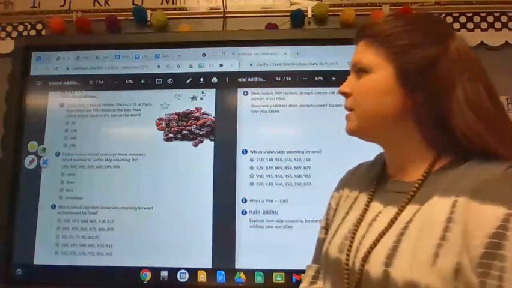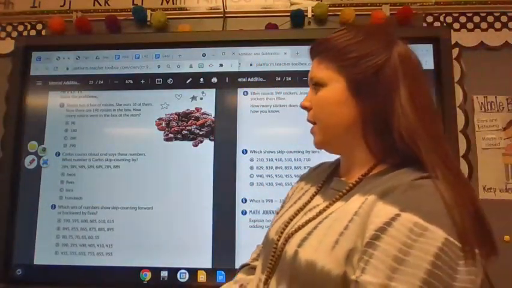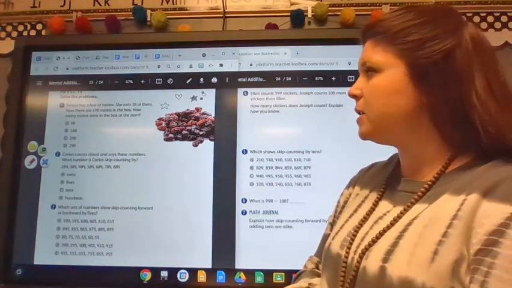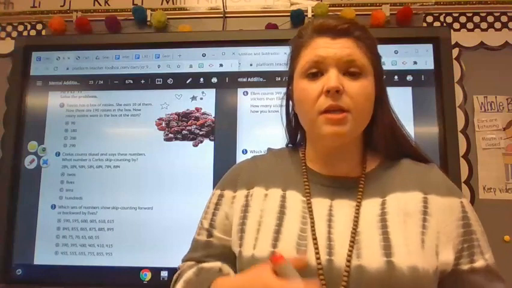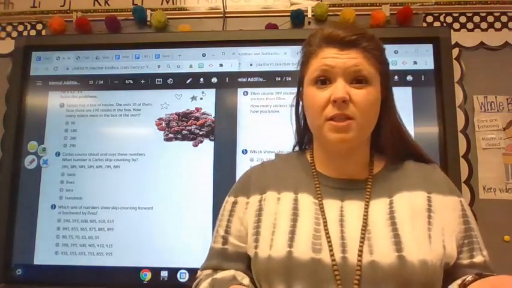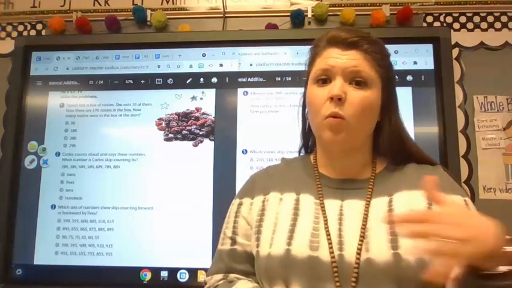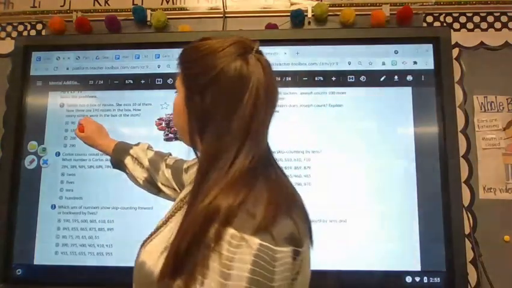Number one, Teresa has a box of raisins. She eats 10 of them. Now there are 190 raisins in the box. How many raisins were in the box at the start? So these are like those problems that we're doing with Miss Stockard, like the one that you did yesterday. That first part is missing. We don't know how much that is, do we?